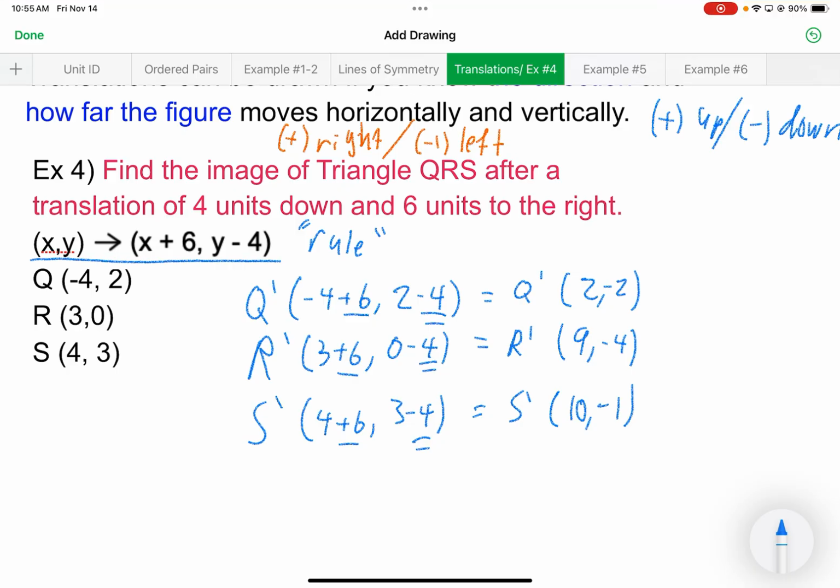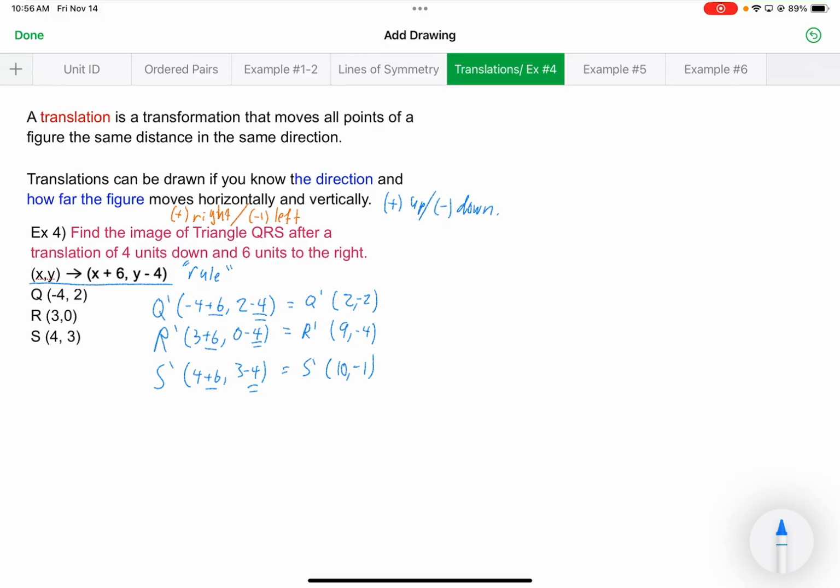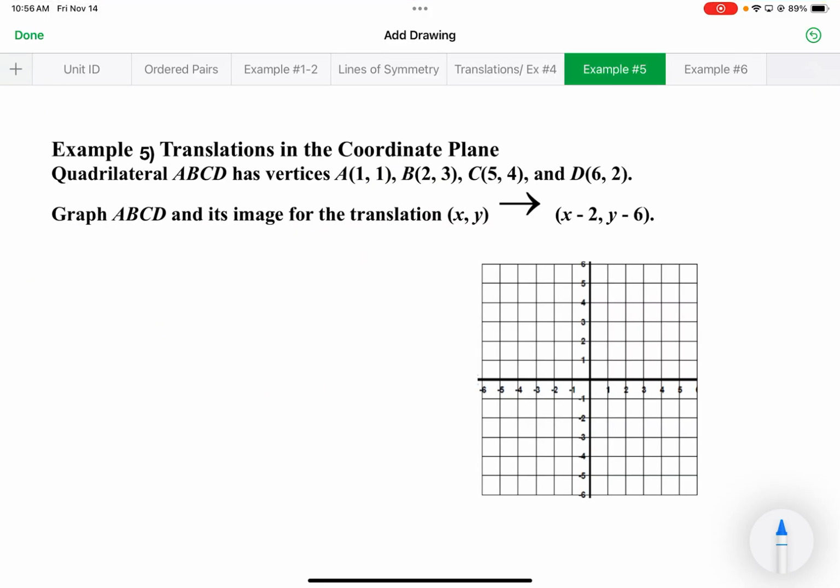We okay with that? Will that change the size or shape of my triangle if I just slide it? No, not going to change size or shape. Is that going to change the orientation? You know what I mean by that? Like which way it's facing? Is that going to change that at all? No, it just moves it. It keeps it the same. It just slides it. Okay? All right, cool. Let's do an example where we actually graph those.